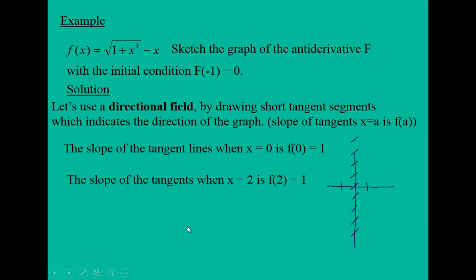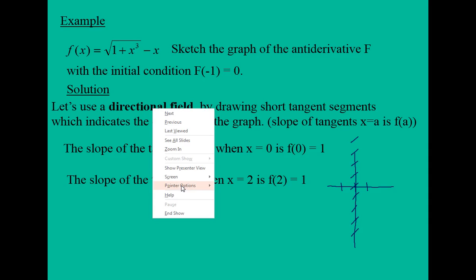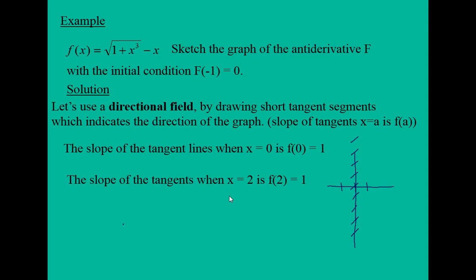When x equals 2, if we plug 2 into this function, we'd get 1 plus 2 cubed, which is 1 plus 8, which is 9. The square root of 9 is 3, and 3 minus 2 is 1. So again, we get a derivative of 1 when x equals 2. The slope of the tangent line again is just 1. So all along this vertical line, when x equals 2, the slope of the tangent lines would be 1.